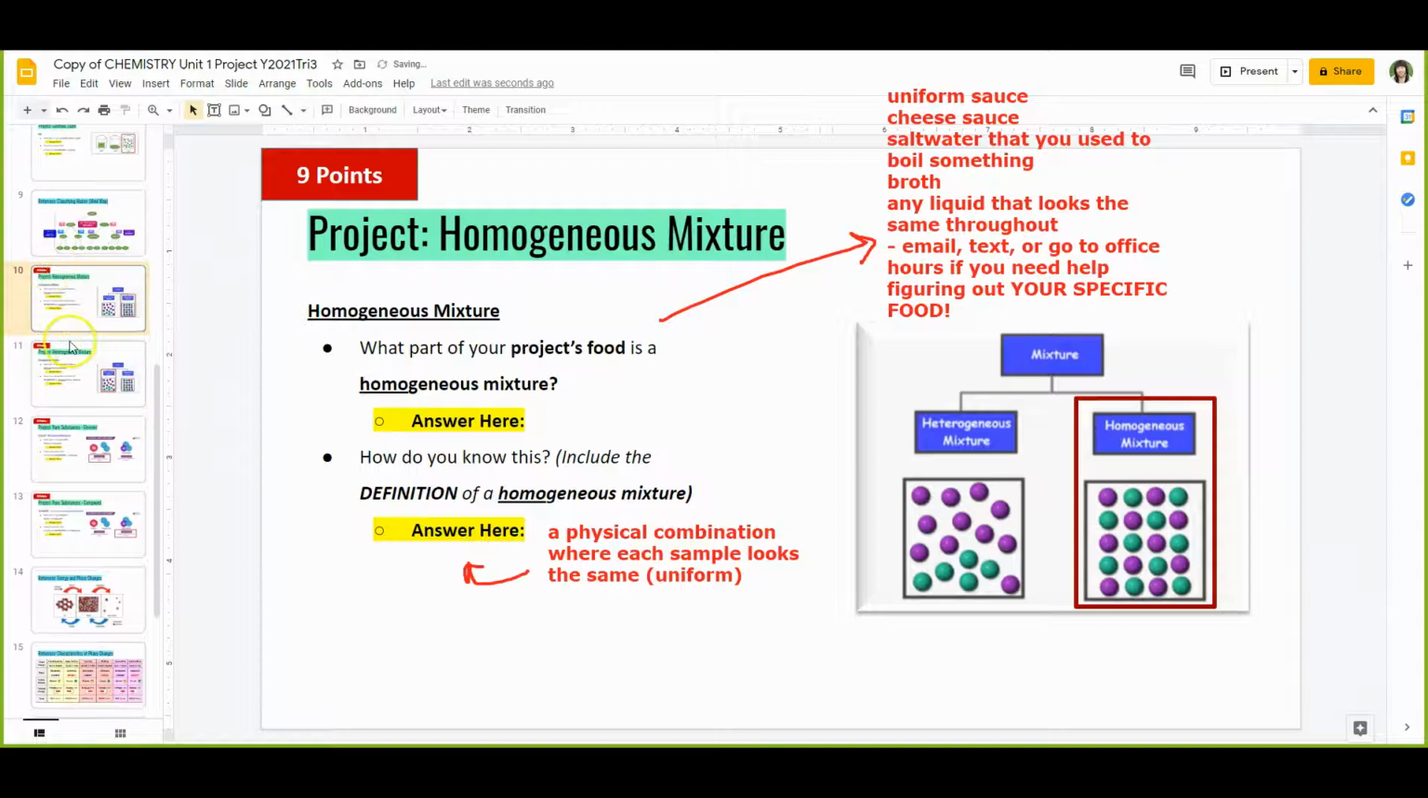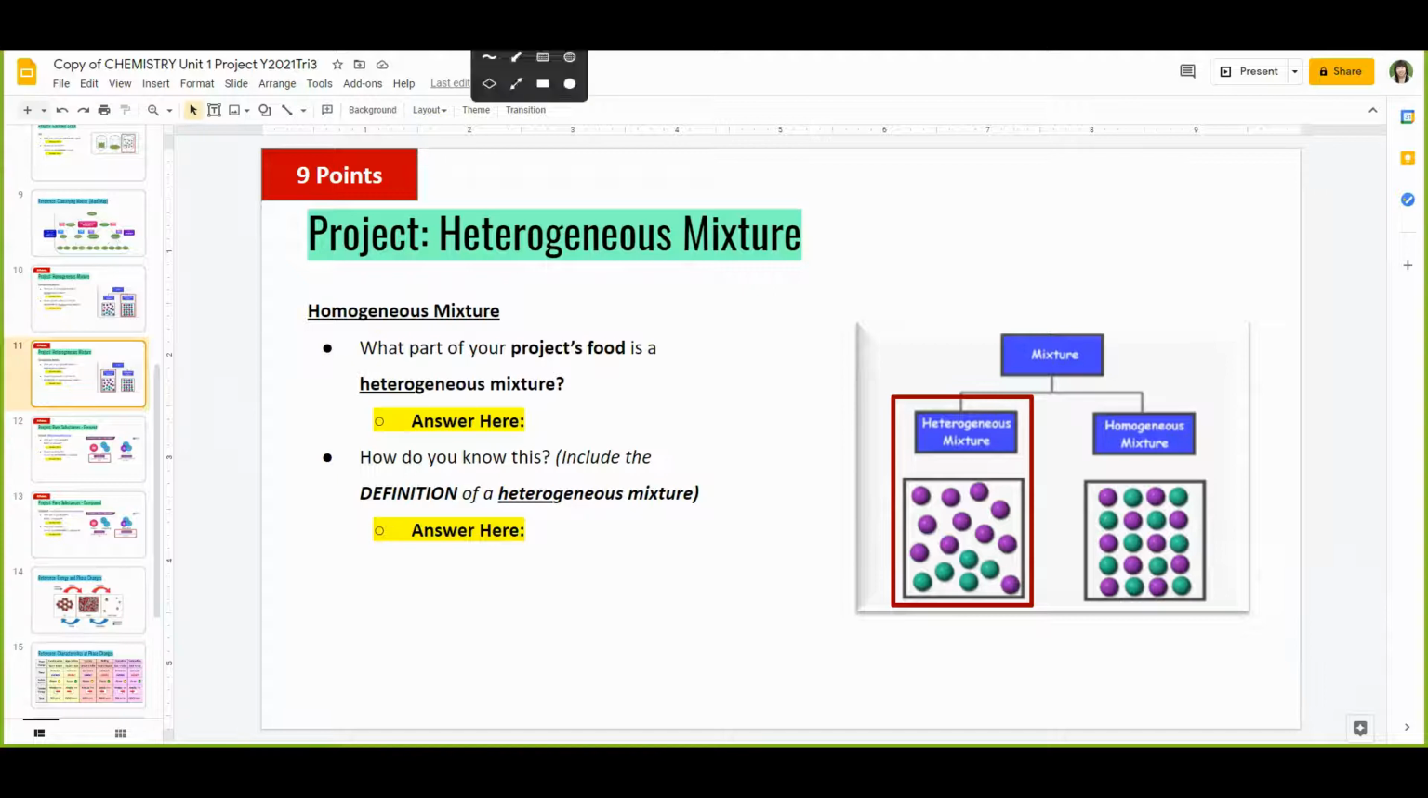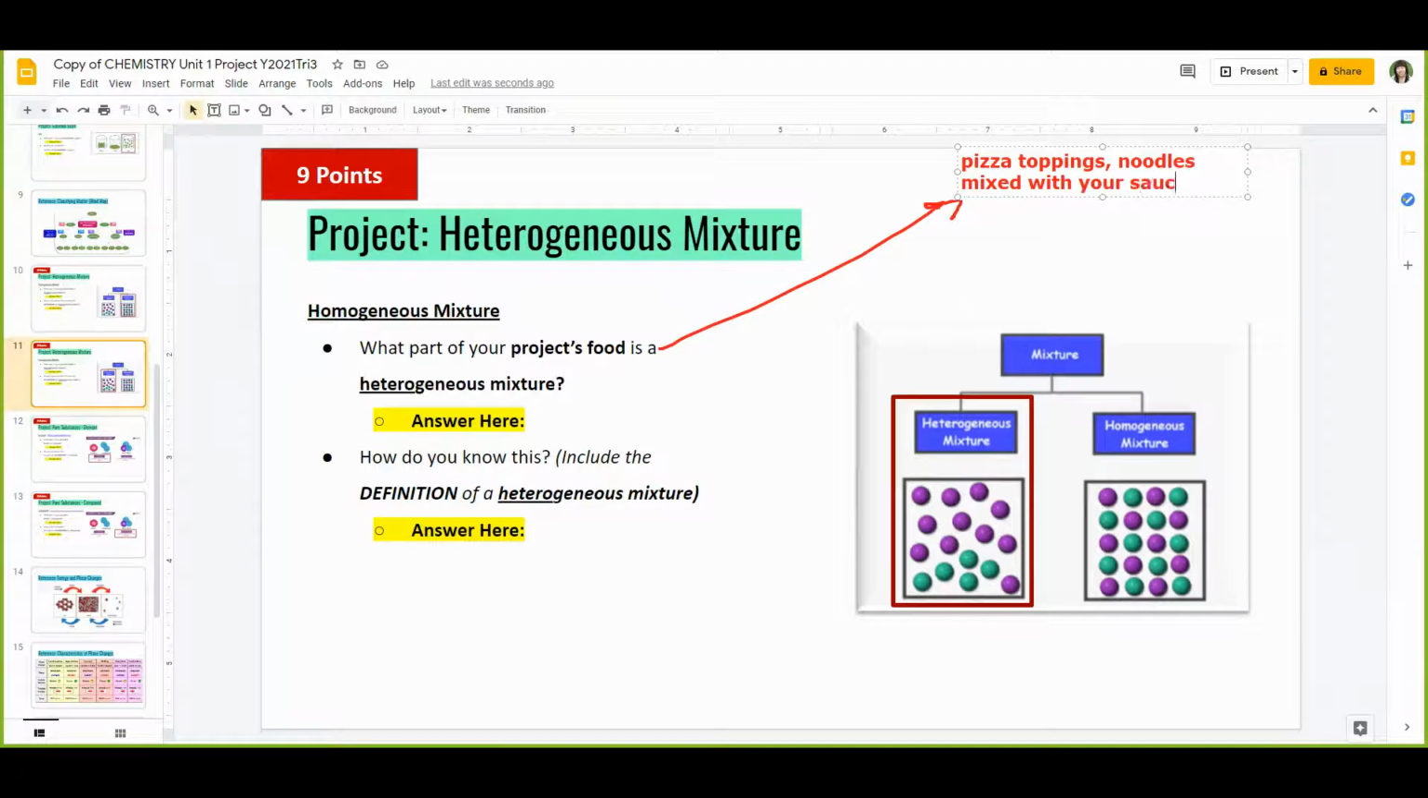Okay, so let's go ahead and then take a look at heterogeneous mixtures. Again, very similar kind of process here. You need to identify your heterogeneous mixture. So heterogeneous mixture is going to be pretty much everything else, right? So this could be something like pizza toppings, right? Which you have different types of pizza toppings. This could be like your noodles mixed with your sauce, because if you take samples of noodles and sauce, you'll get different numbers of noodles, different amounts of sauce, etc. This could be like your seasoning inside of your broth. Your seasoning doesn't dissolve perfectly, so each sample will have a little bit of a different amount.